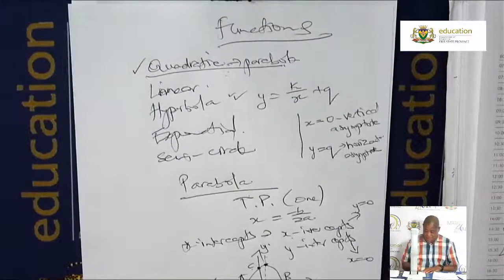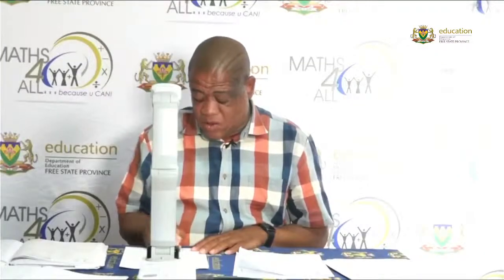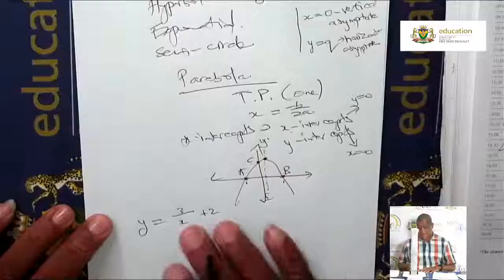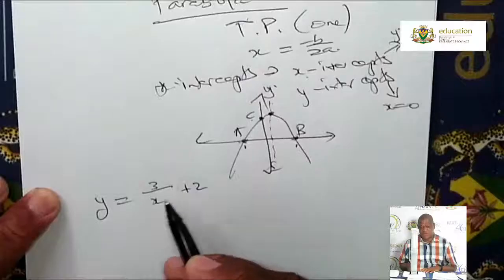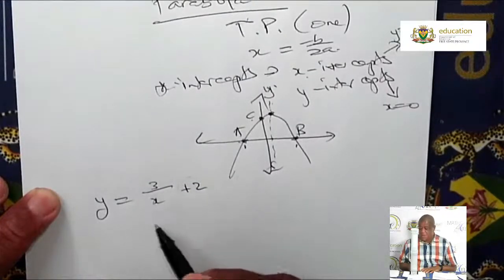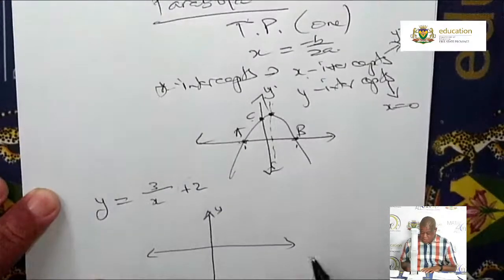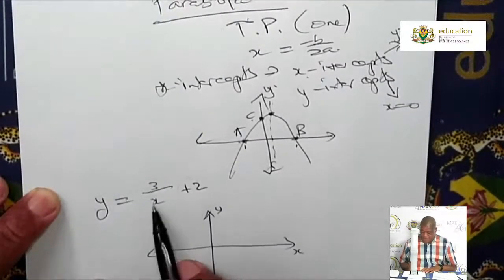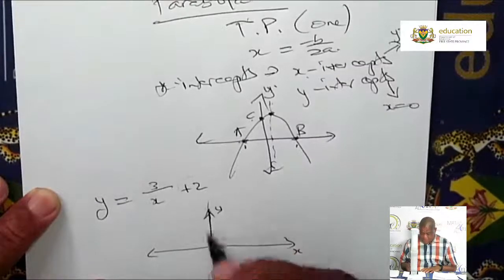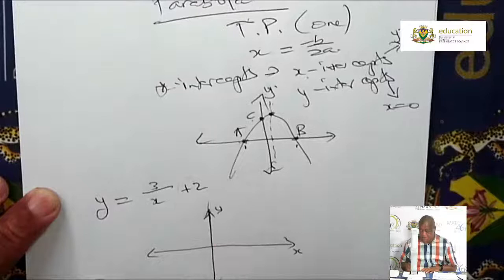So if I'm expected to draw the graph, let's assume given y is equal to 3 over x plus 2. Looking at this graph, I start with the asymptotes. The vertical one will automatically be the y-axis. I will draw something like this, and this is my y, this is my x. Then I know the y-axis is serving as my asymptote.